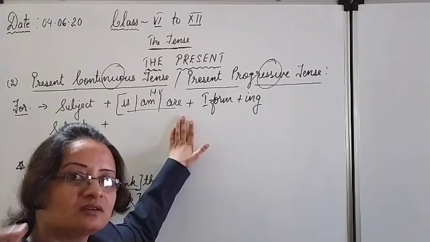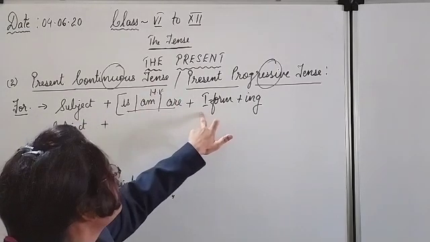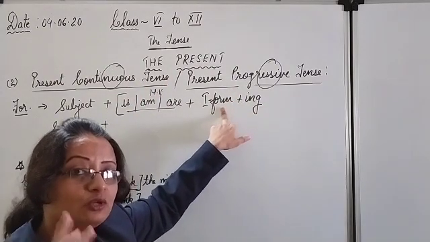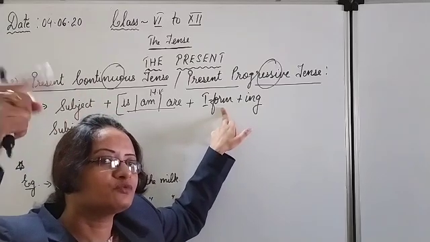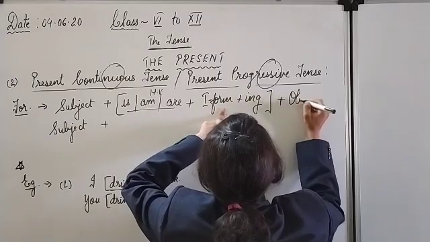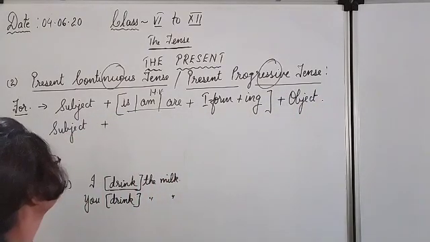If it is past, I will tell you that time and compare it with this. And then continuous or progressive: whenever you find the word continuous, remember you have to use the fourth form. First form plus ing. And then the object and other words as required in the sentence.